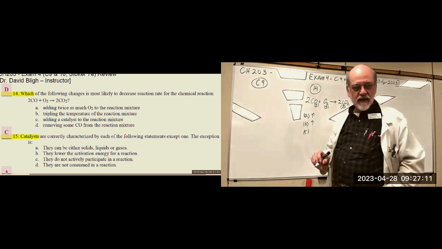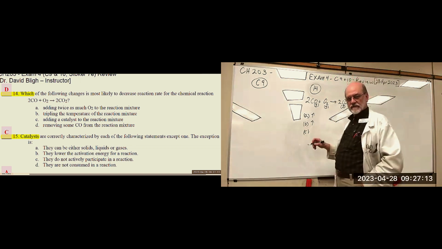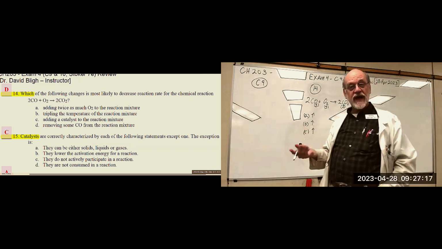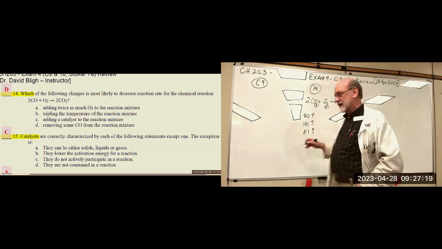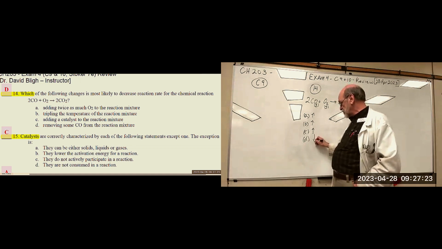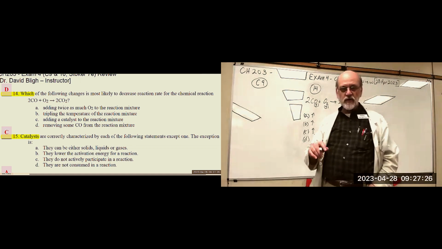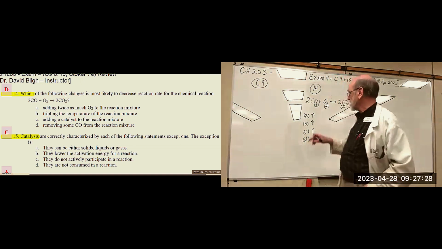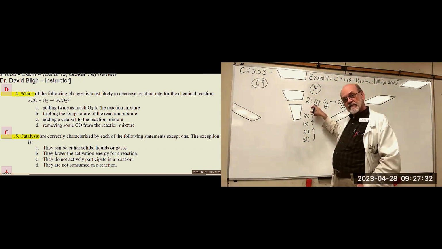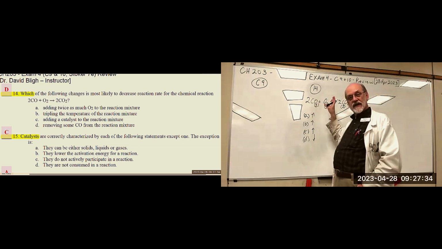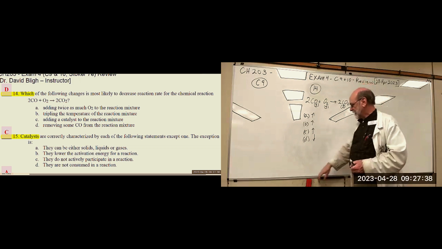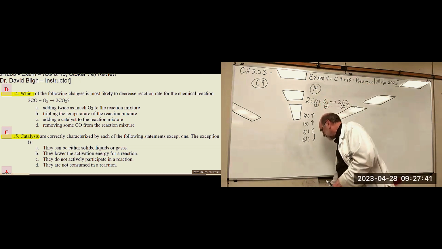How about C? Adding catalyst to the reaction mixture. A catalyst, by definition, increases the reaction rate. So by process of elimination, D should be the answer. It should be decrease in rate, removing some CO from the reaction mixture. If you remove some of that, now there are fewer of these molecules to react with the oxygens, and the reaction rate slows. All right, so D is the answer.